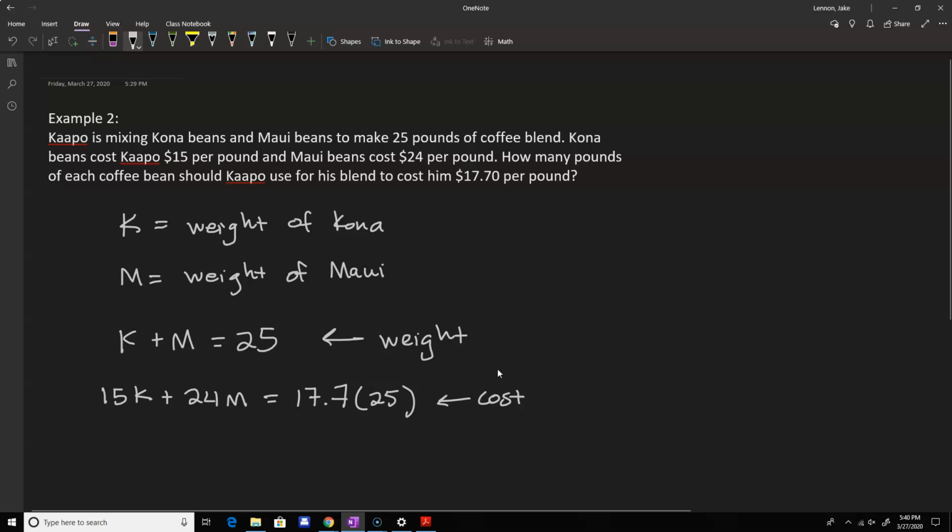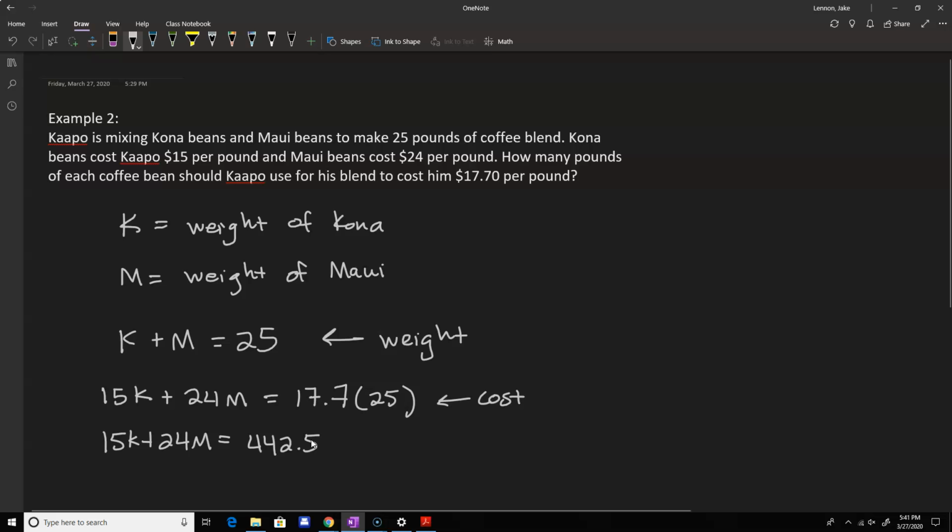Usually what we do in the weight equation is we want to solve for a particular letter. That's not going to matter. So let's just clean up the second equation first. 15K plus 24M, and we want to do 17.7 times 25. That is 442.5. So that's the total cost. It's some expensive coffee.